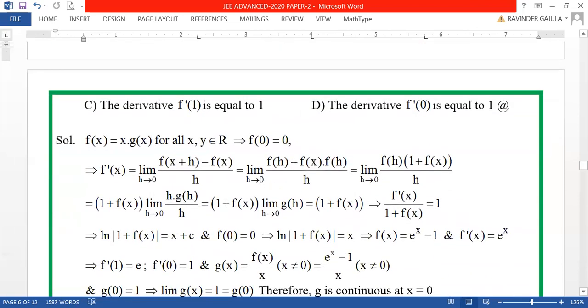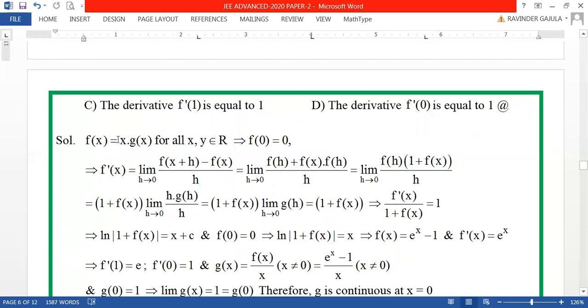So I will take here, f of x plus h minus f of x by h equals f of h plus f of x into f of h by h. Now taking f of h common, 1 plus f of x is the remaining, by h. Now you can take this 1 plus f of x outside the limit because it is a function of x, but here the variable is h, the tendency is on h. Therefore, it is 1 plus f of x times the limit h tends to 0 of f of h by h.